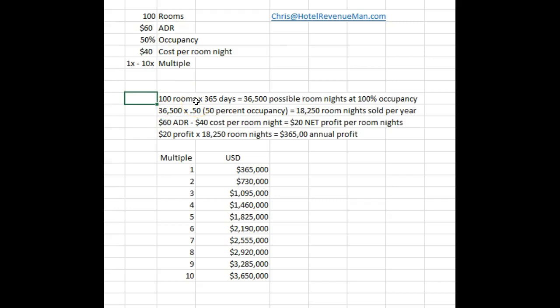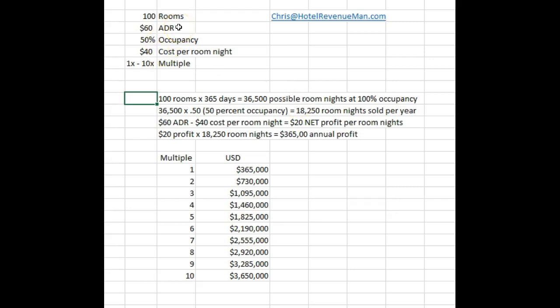This is how you write 50% on a calculator or as a decimal. Actually, it's just 0.5. The 0 doesn't matter. But a lot of people don't know how to do this, so I wanted you to be able to see how that works. That means 100% would be 1.00. 99% would be 0.99. So you see how that works there. You can take whatever the occupancy of the property you're looking at is, and you'll see that there. When we do that, we see that this property sells 18,250 room nights per year.